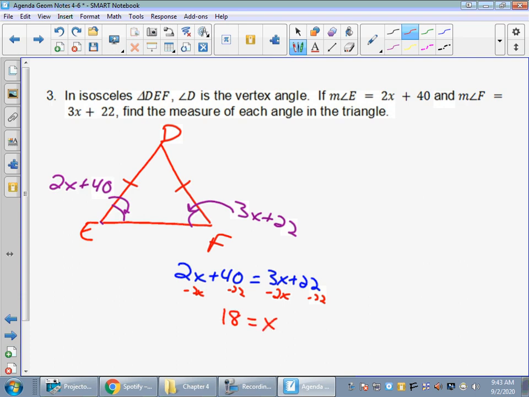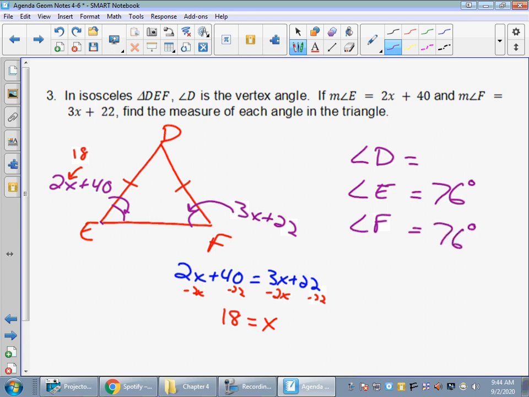Now I'm able to figure out the rest of the angles by plugging that 18 in. Okay, so I'm just going to write the angles over here, angle D, angle E, and angle F, and then find out what their measures are. So I can plug the 18 in here, and 2 times 18 is 36, plus 40 gives me 76 for angle E. And now because angle F is the same, they're congruent, I know that angle F is 76 degrees.